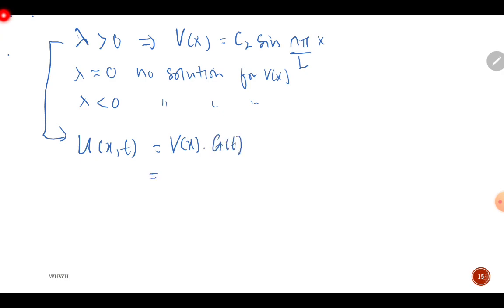Tadi saya dah solve for you your GT, kan? We have solved for you your GT yang mana Vx ni, tadi saya kata C2 ni boleh cancel and tinggal sin n pi x over L. Yes, it's true. Tapi saya nak explain kenapa dia boleh cancel tu. So saya bawa dulu sekali C2 sin n pi x over L. And tadi kita ada kita punya GT kita is equal to C e to the power of minus lambda kt, if I'm not mistaken. Betul tak?